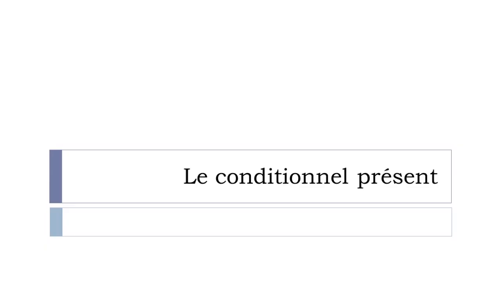Le conditionnel présent. So basically the conditionnel is, as in English, this conditional form, so would, could, okay? But of course, as in English, we've got different tenses for that. And the first one that we will see, the more classic tense that we usually use when we talk about the conditionnel, is the present form.